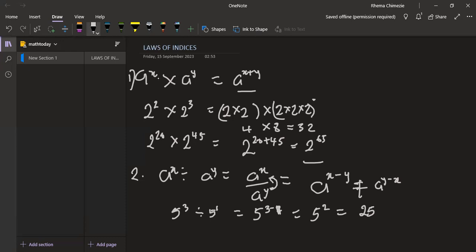So this is just the first law, the law of multiplication and division. We're going to see more laws as we move into this program.